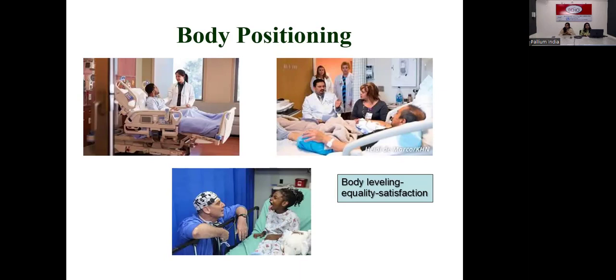Body positioning also plays a very important role when it comes to communication. For example, we always need to be at the level of the patient, at their level. So you can see in the first picture. Okay, can someone volunteer and say something about the first picture? How is the doctor talking to the patient? Is it a very good positioning that they are having? And when it comes to the second picture, how is it? Can someone just sit and comprehend these two pictures for a while and say something about these two pictures, the right and the left?